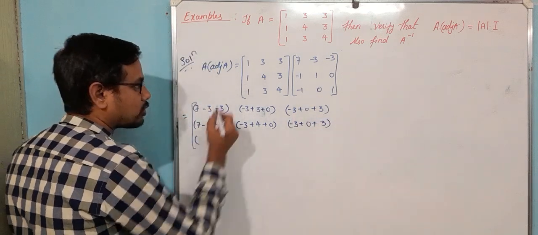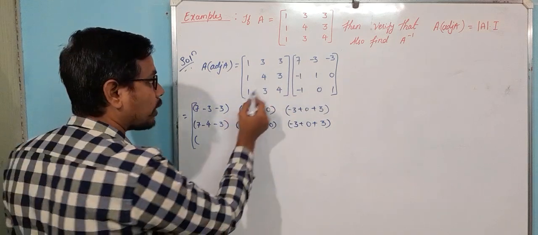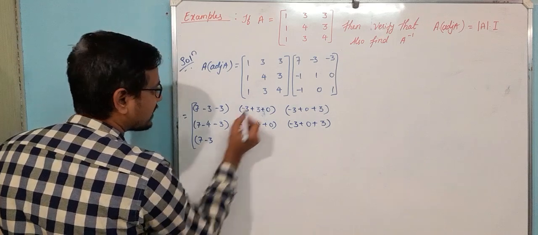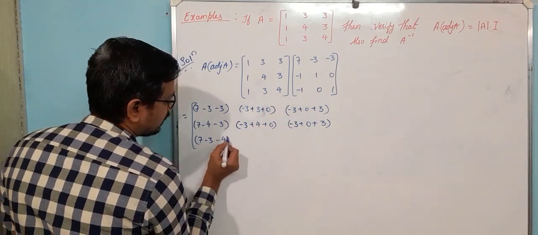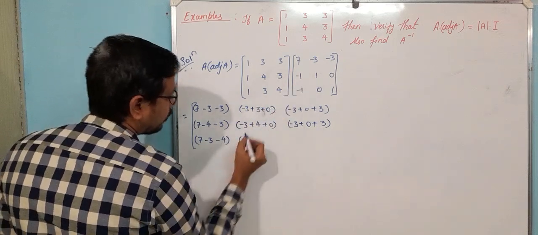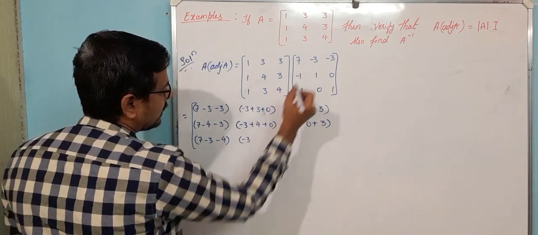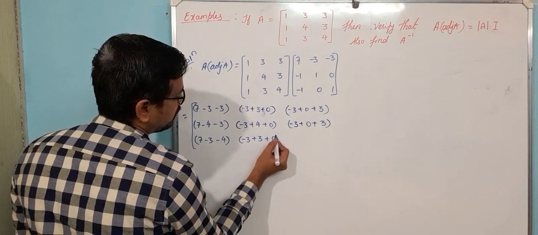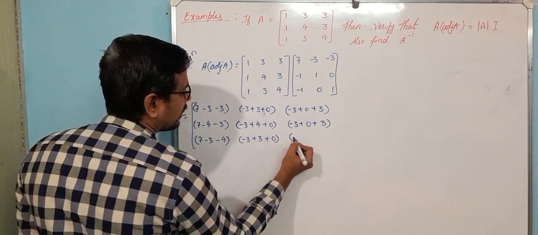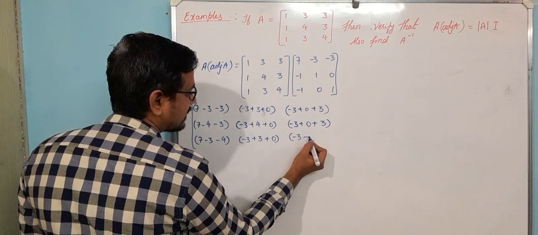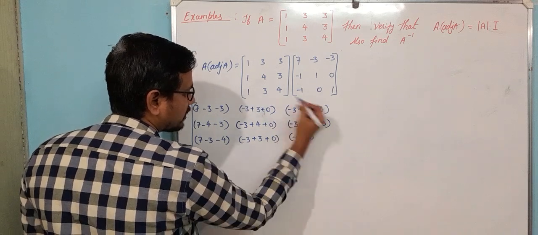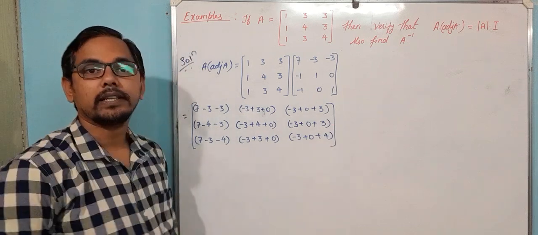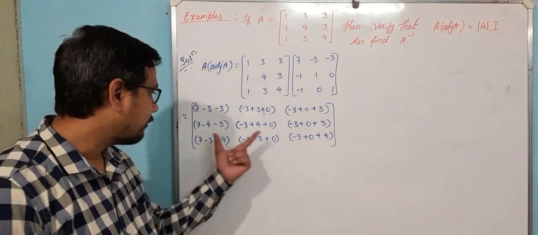And now the last row with all the columns: 1 into 7, 7, 3 into minus 1, minus 3, 4 into minus 1, minus 4. 1 into minus 3 plus 3 into 1, 3, plus 4 into 0, 0. 1 into minus 3 plus 3 into 0, 0, plus 4 into 1, 4. So these are the values we will get here.